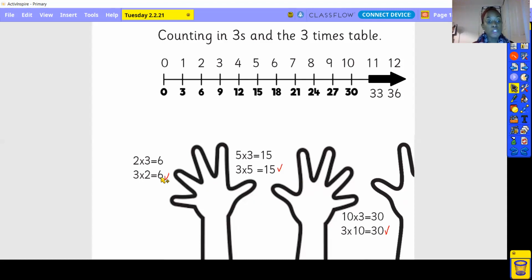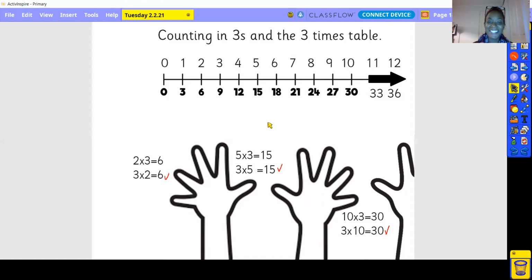For example, because we know 3 times 2 from the 2 times table is 6, we also know that 2 times 3 equals 6. Because you know 3 times 5 equals 15, because of the 5 times table, you will automatically know 5 times 3 equals 15, because you can do multiplication in any order. And because you know 3 times 10 equals 30, because of the 10 times table, you also know that 10 times 3 equals 30.